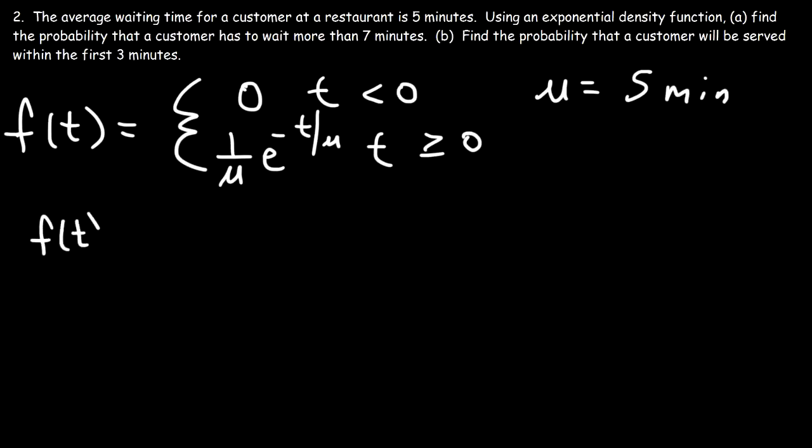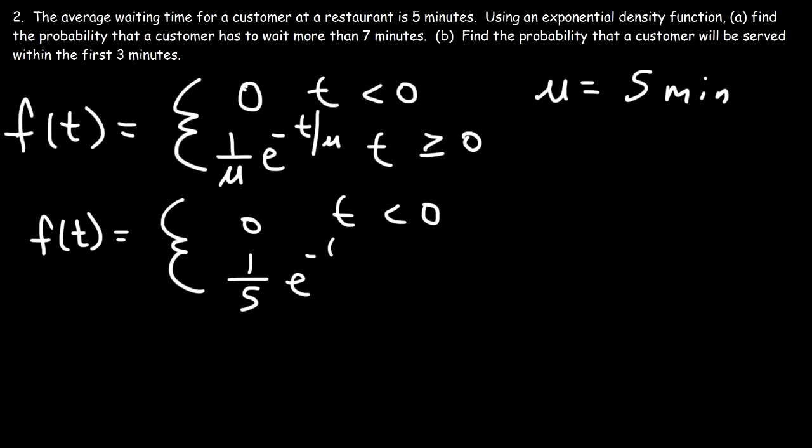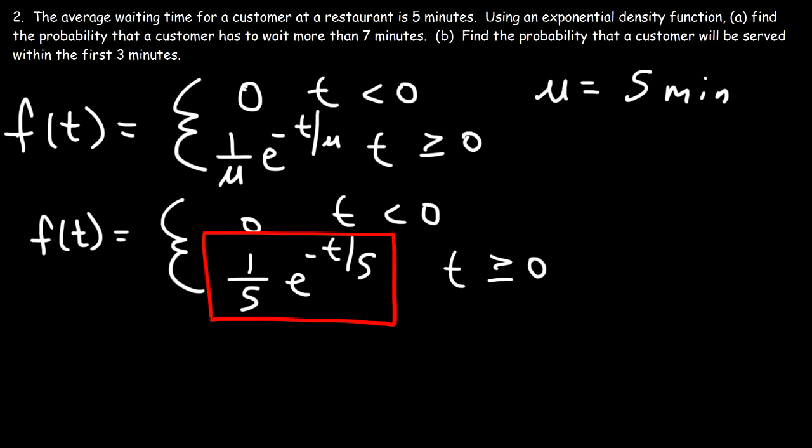So f of t is going to be 1 over 5 e to the negative t over 5 when t is equal to or greater than 0. So this is the portion of the function that we're going to focus on. So how can we use that to find a probability that the customer has to wait more than 7 minutes? So we want to find a probability that t is greater than 7.